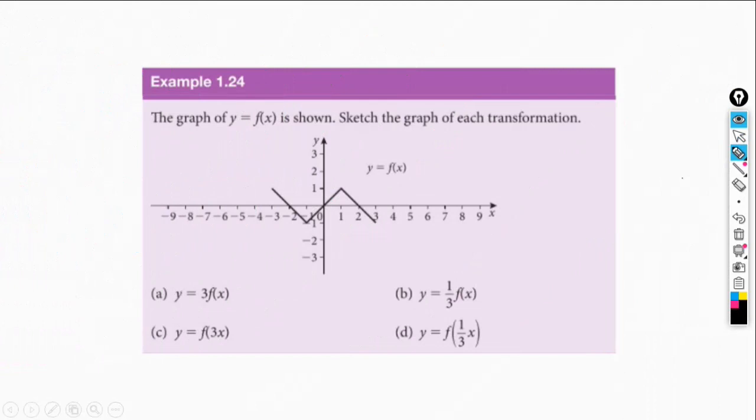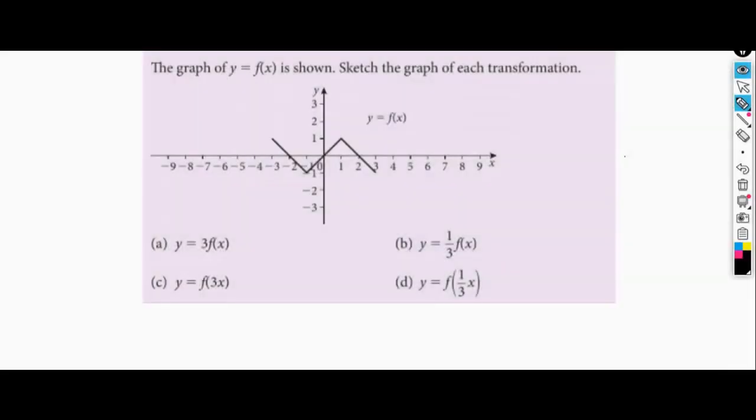We continue with example 1.24. And it says the graph of y equals f of x is shown. Sketch the graph of each transformation. So first, we have y equals 3 times f of x. So notice that this is a vertical stretch, right? 3 times f of x. In this case, every x coordinate stays the same, but y will be multiplied by 3.